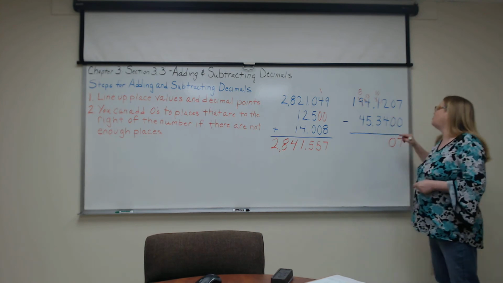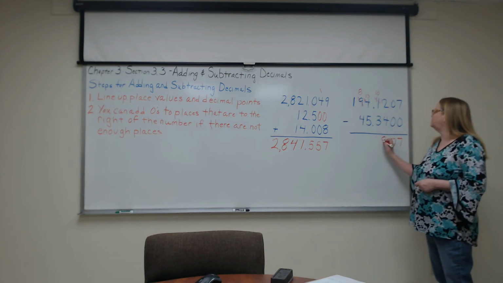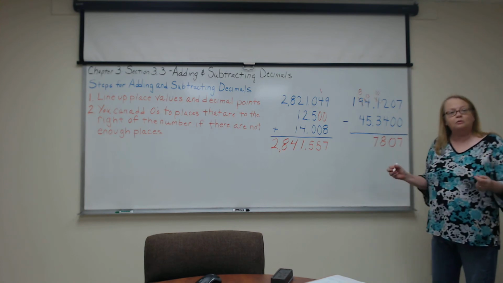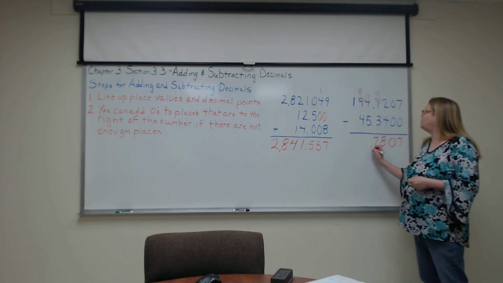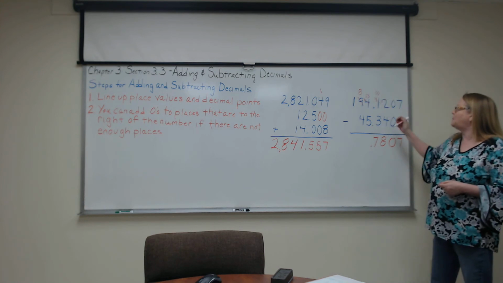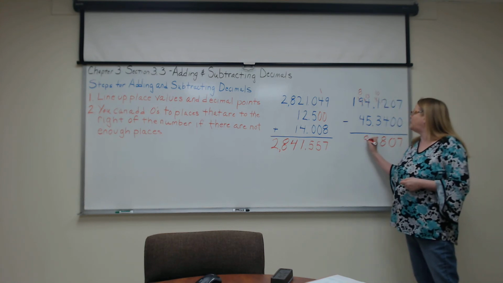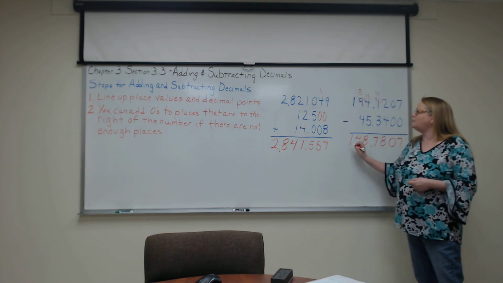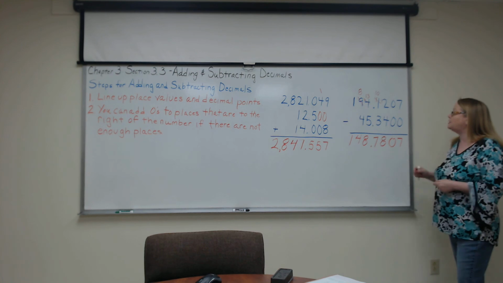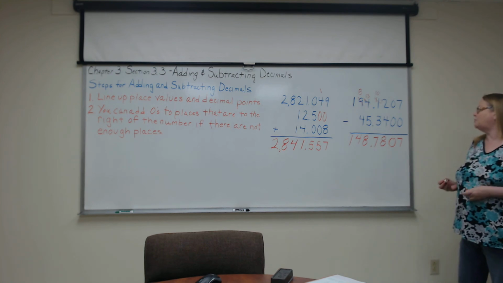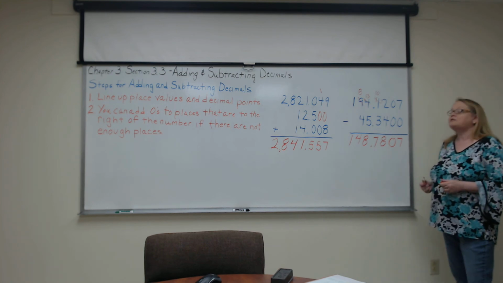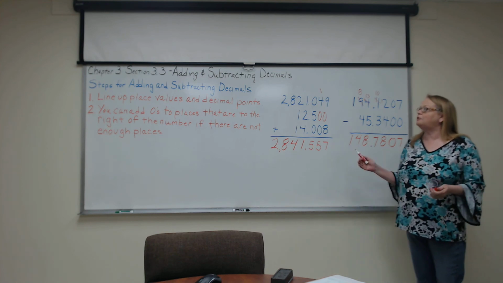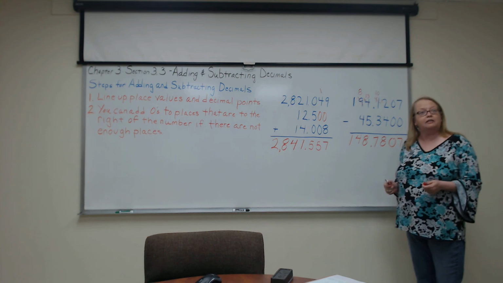So we have 12 minus 4, which is 8. We have 10 minus 3, which is 7. We want to remember to bring down our decimal point. We have 13 minus 5, which gives us 8. We have 8 minus 4, which is 4. And then we bring down our 1. So our answer in this problem is 148 and 7,807 ten-thousandths. So in this video, we reviewed what you need to do to be able to add and subtract decimals.